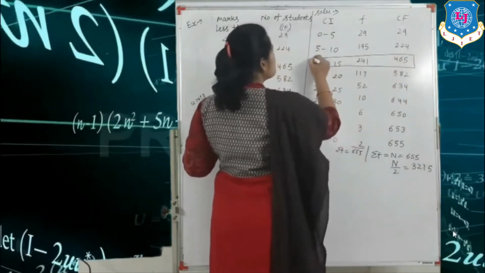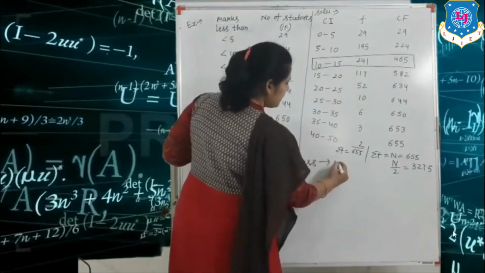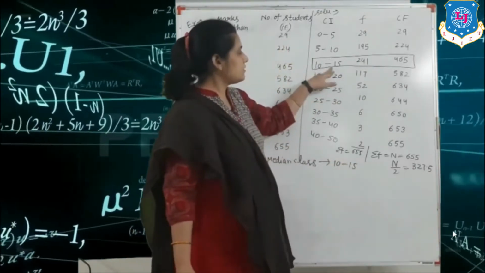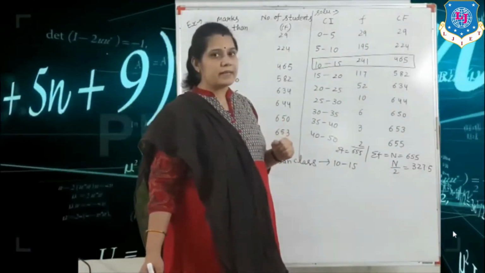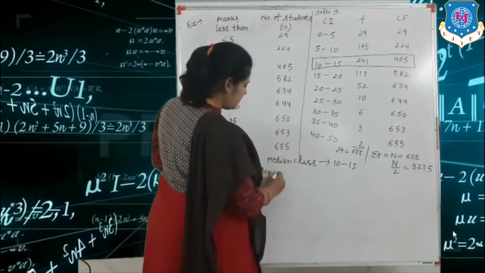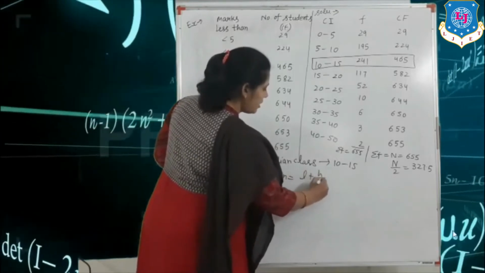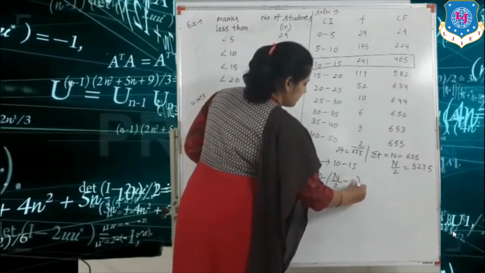Okay, so this is what? This is your median class. So you write here median class 10 to 15. Got it? So your median class is 10 to 15, and according to your CF, this is the less than type of frequency distribution. So the formula is: median is equal to L plus h upon f times (n by 2 minus C).